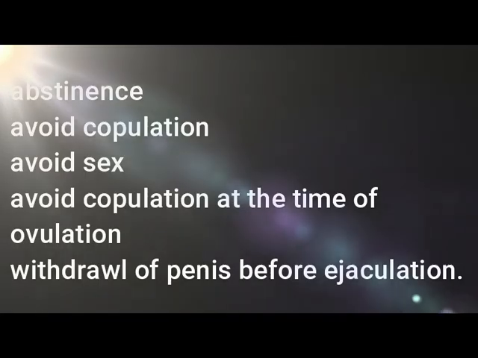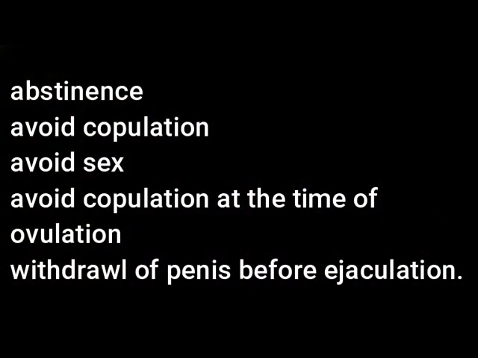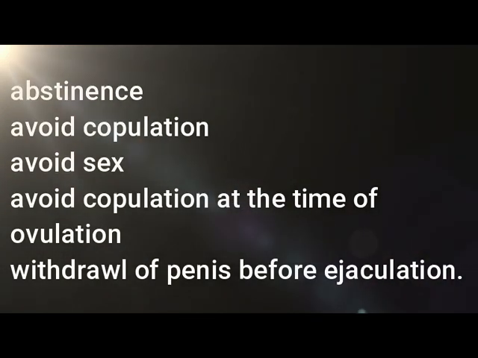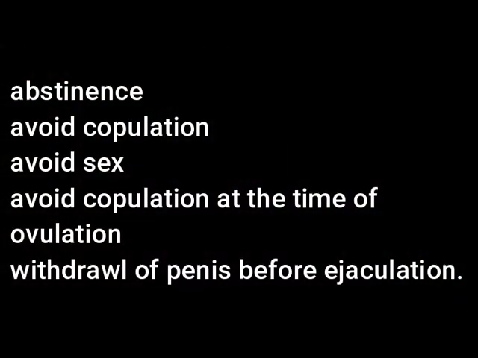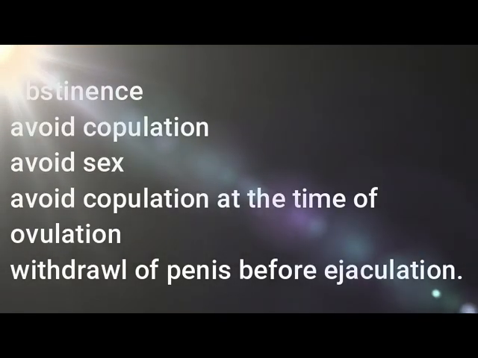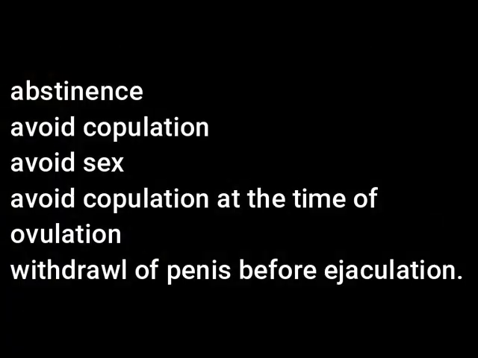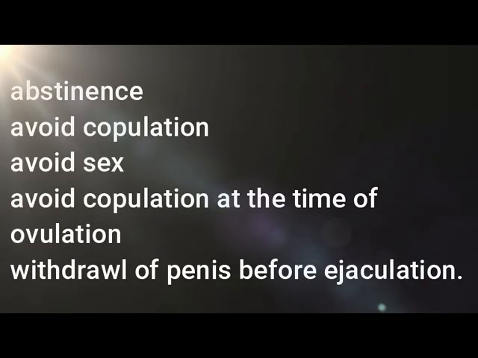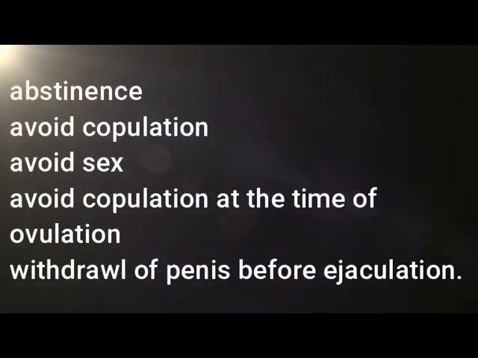Natural methods include abstinence, which means avoiding copulation, avoiding sex around the time of ovulation. Coitus interruptus is the method in which, when sexual excitement begins, withdrawal of the penis before ejaculation can also prevent fertilization.